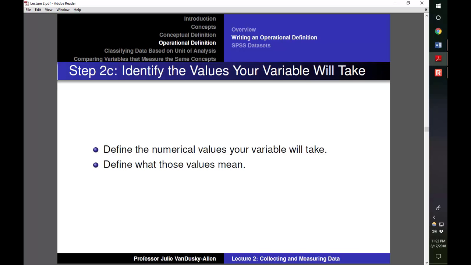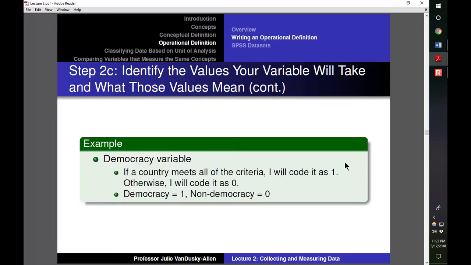The next step in creating an operational definition is identifying the values your variable will take and what those values mean. For example, with our democracy variable, we can make a rule that when we identify a country as democratic, meaning it has free and fair elections and leaders face re-election at fixed intervals, we can give it a value of 1, and all other countries will receive a value of 0.